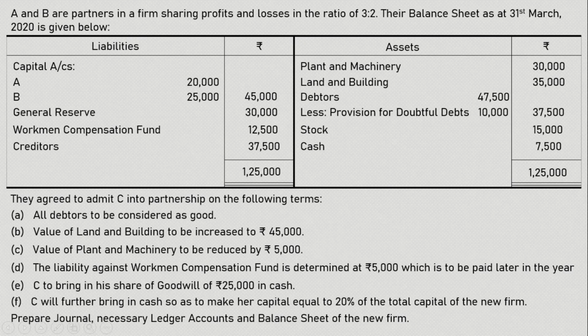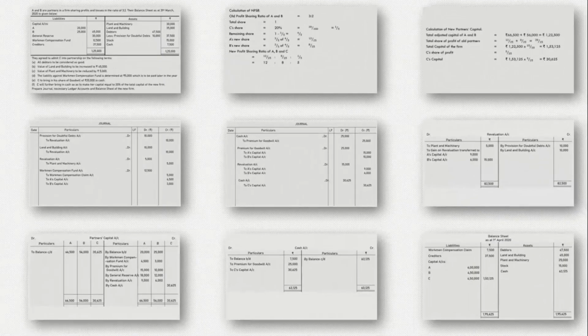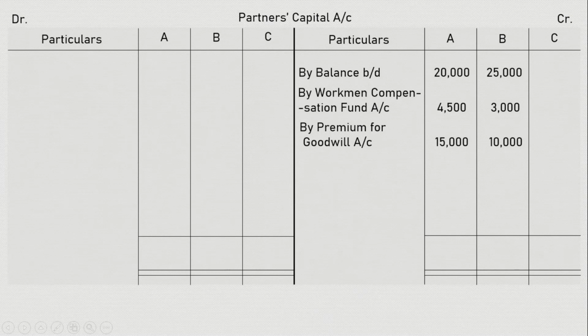From the capital account, our ledger, general reserve 30,000. This is a reserve, so it will be distributed among the old partners in their old profit sharing ratio. As partners will get this, it will increase their worth. So we will credit their accounts by general reserve 30,000 into 3 by 5, 30,000 into 2 by 5. It comes to 18,000 and 12,000.